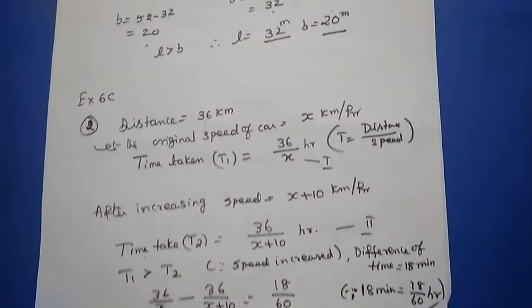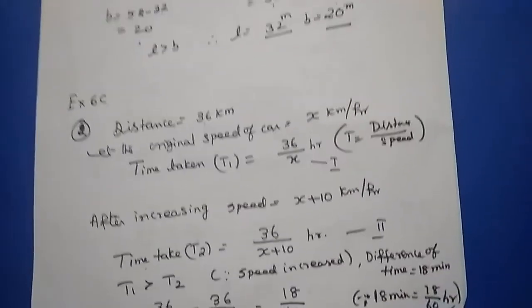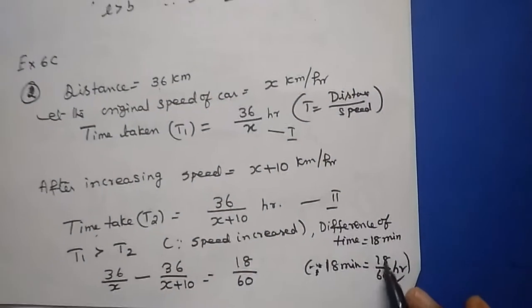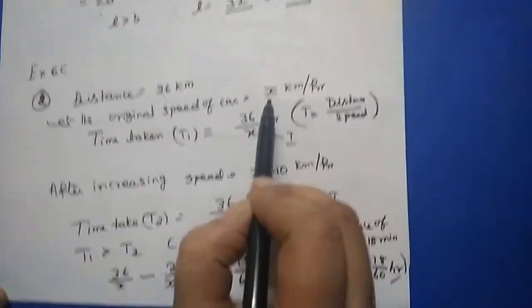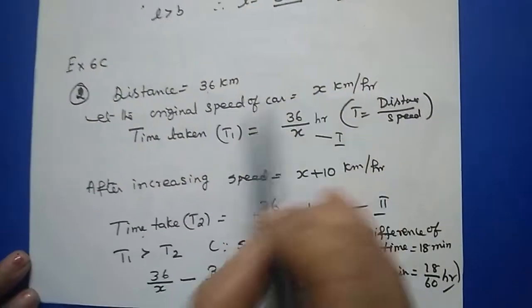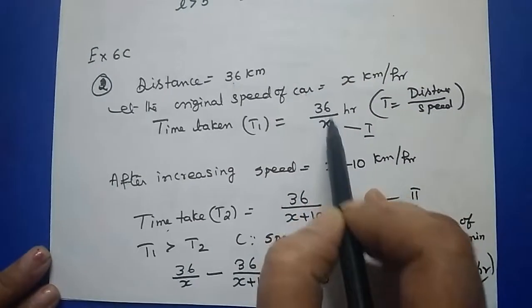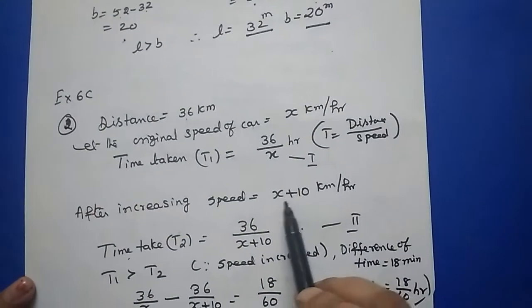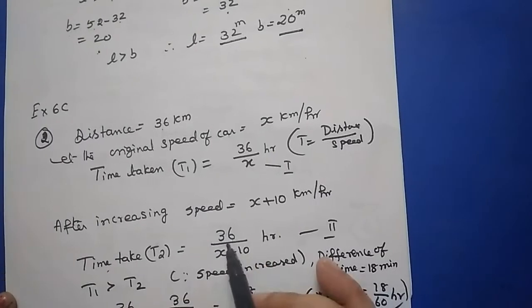Always, you know the units per hour, speed should be in kilometer per hour, distance in kilometer and time should be in hour. So, 18 minutes you have to convert it as 18 by 60. Okay, here the speed is equal to x kilometer, distance is 36. Therefore, time taken, time formula, distance by speed 36 by x hour. After increasing the speed is x plus 10 kilometer. The distance is same. So, time taken T2 is equal to 36 by x plus 10 hour.